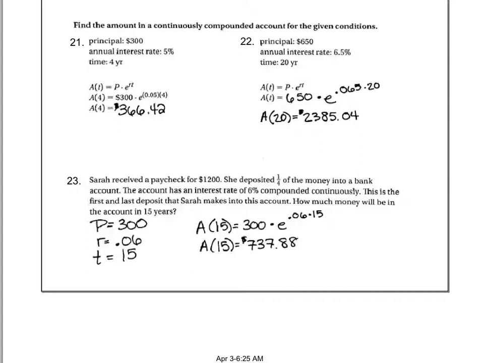With this one, it doesn't tell us where to round to. Same thing with 21 and 22. If they don't tell you where to round to, then you've got money, which means you round to the 100th place, because that's the last digit when we use money.